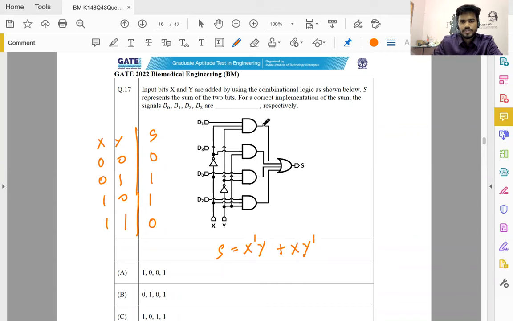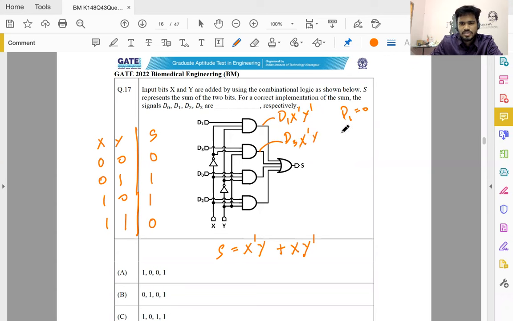Okay, let's look at what comes here. What comes here is product of all these three. D1, X bar, Y bar. We don't need this term. Okay, we don't need this term. So D1 should be 0. What comes here is D3, X bar, and is this X bar here also? No, here what comes is Y. D3, Y comes here.